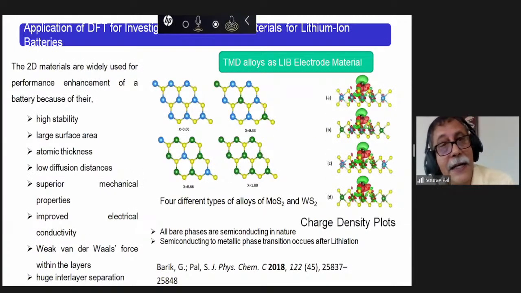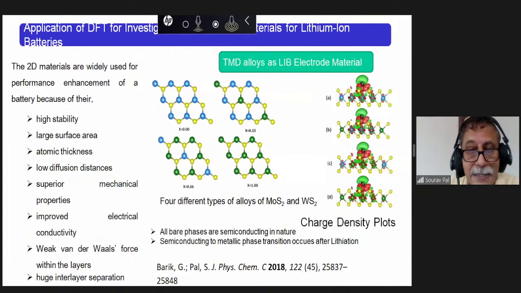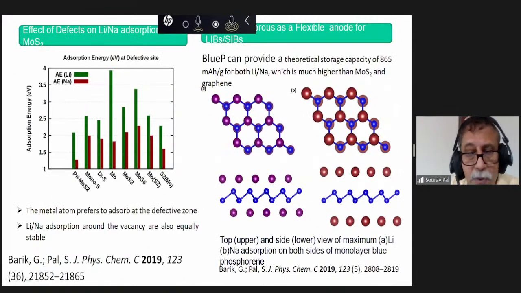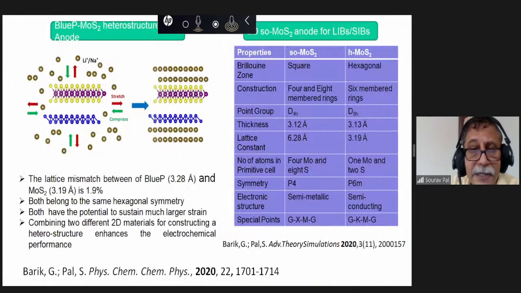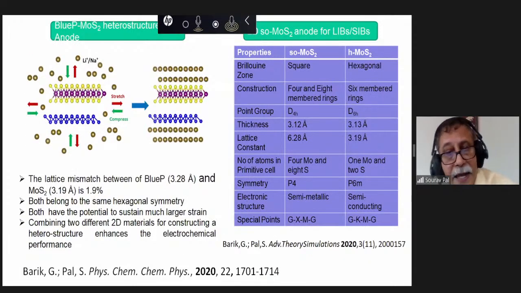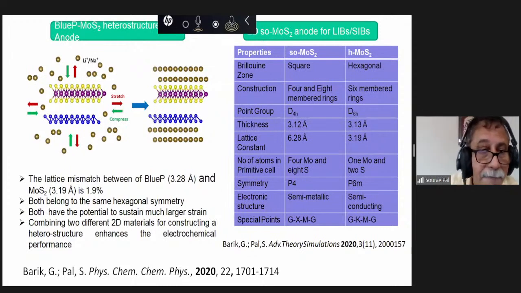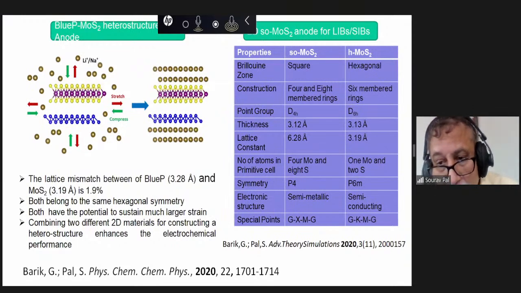I'm also looking at density functional applications for batteries, using molybdenum sulfide and tungsten sulfide, very recent work that we have been doing. So both lithium and sodium ion battery, blue phosphorene, this can also give a very good storage capacity. A lot of interesting work I've done with my student, Gayatri Barik, on blue phosphorene and molybdenum sulfide. Together, we have done a heterostructure. And this also gives very good results.